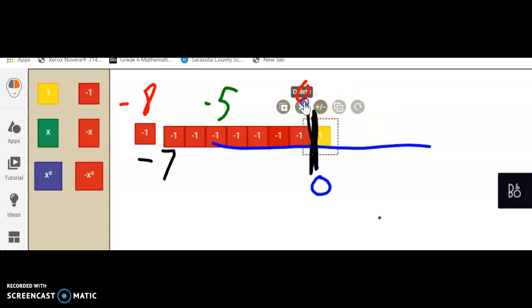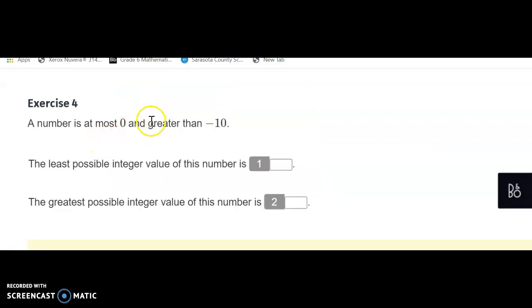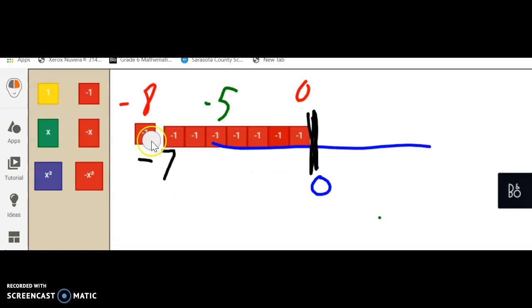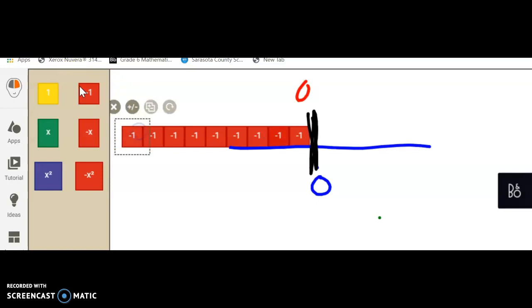Okay? All right, so now let's listen to the next part. The second part is it's got to be greater than -10. Okay, so here I have -8. I've got -9 and -10. Well, it has to be greater than -10, so it can't be -10. So 1, 2, 3, 4, 5, 6, 7, 8, 9.